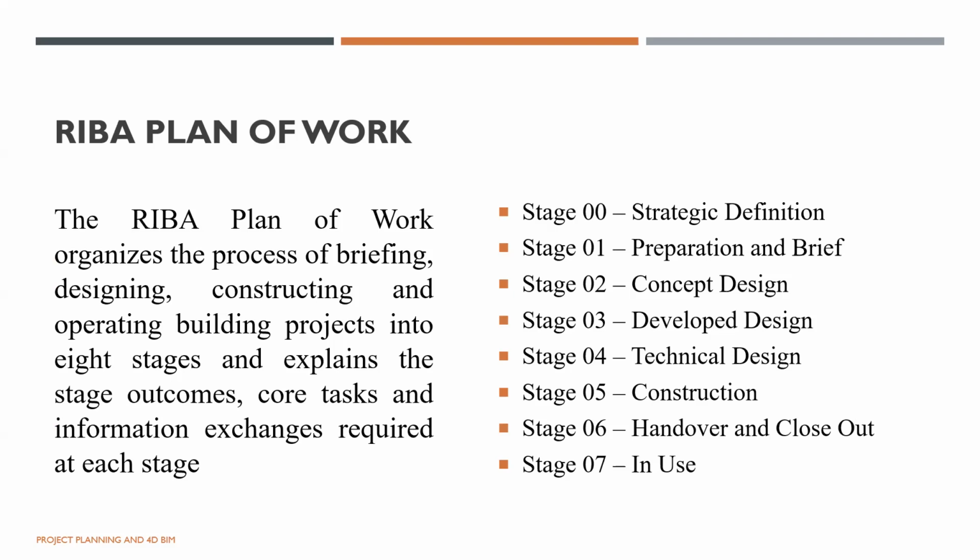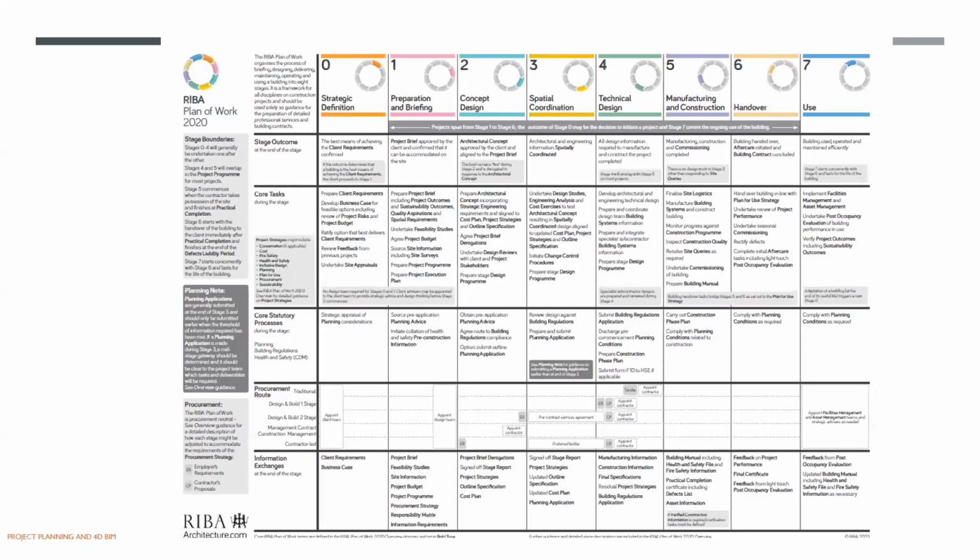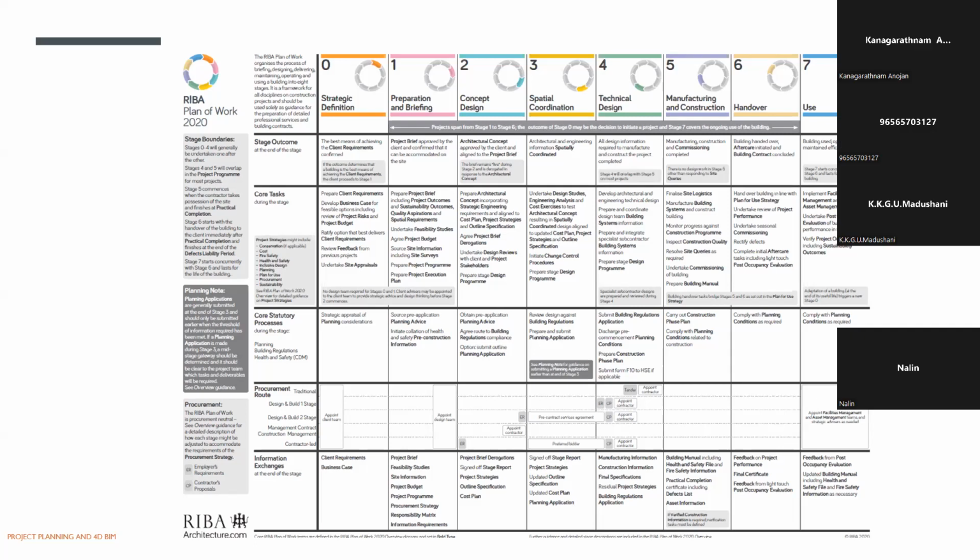So in this slide, if you go through this RIBA Plan of Work, they mention, from stage 1, strategy definition, up to use, what the tasks are in the construction process. So we need to get a clear idea about this before going to project management.